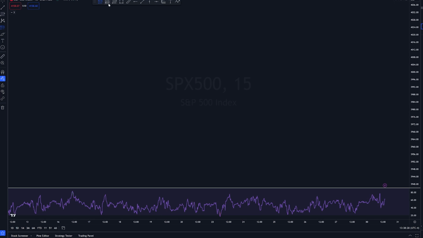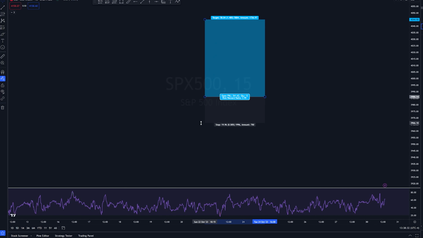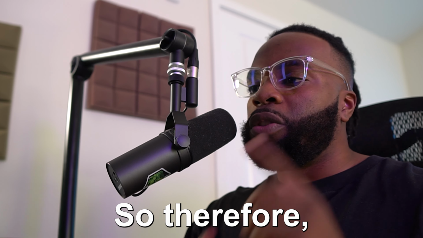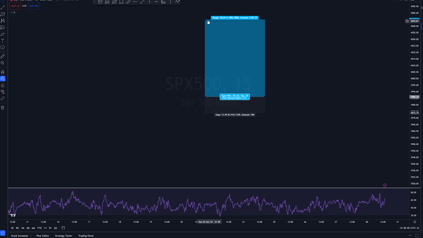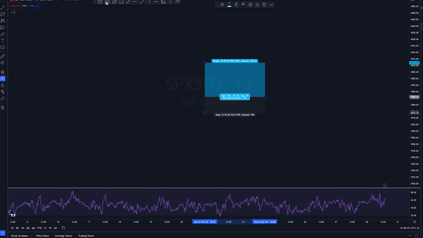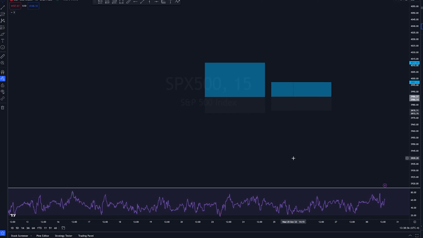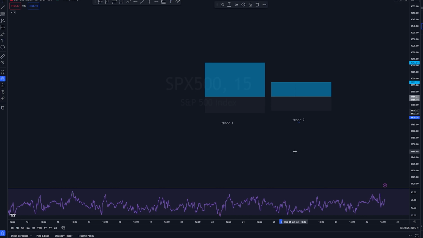If I'm entering a trade, I want to make sure that my risk to reward is at least a 1 to 2. So therefore, the very first trade we take, if we get in 2 trades, we're going to do one trade at a 1 to 2, which would be here. And then we're going to do another trade at a 1 to 1, which would be pretty much here. So now you guys see how simple this is. Trade number 1 would be this one right here. Trade number 2 would be this one right here.